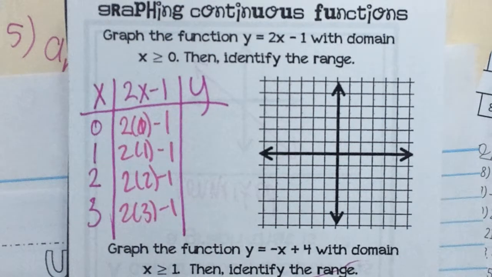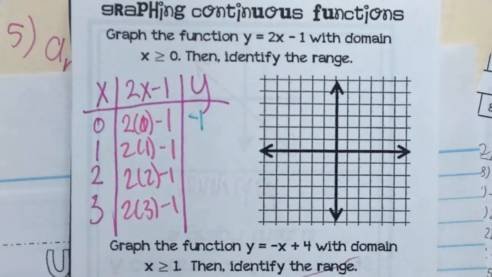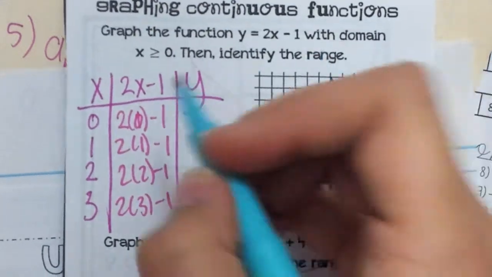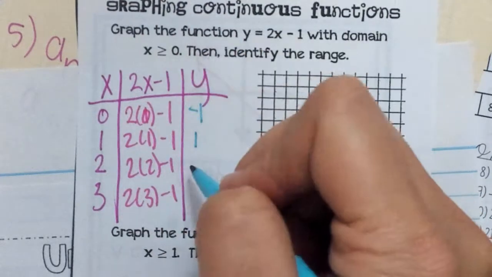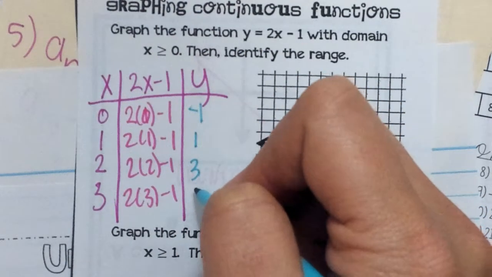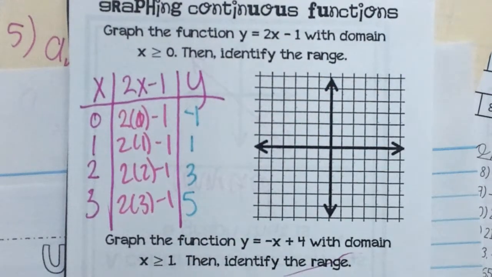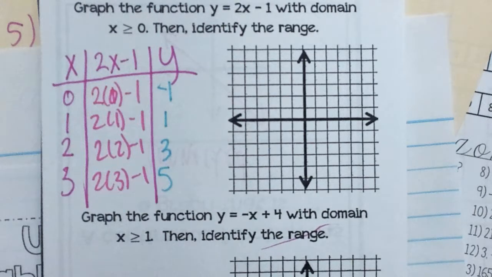Alright, what is 2 times 0? 0. What's 0 minus 1? What's 2 times 1? 2. What's 2 minus 1? 1. What's 2 times 2? 4. What's 4 minus 1? 3. What's 2 times 3? 6. What's 6 minus 1? 5. Thank you. Take a point, children.